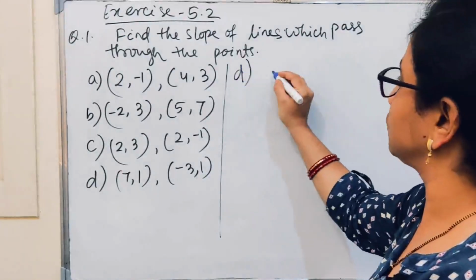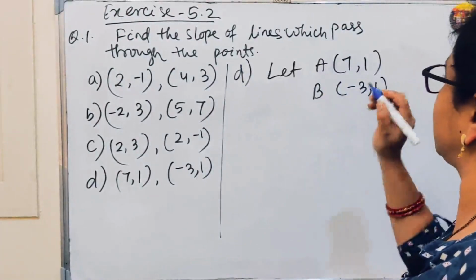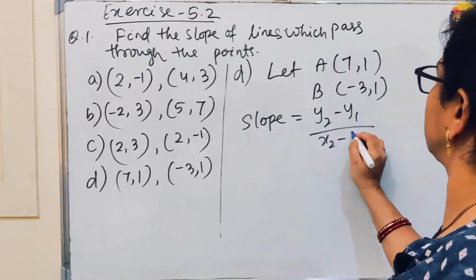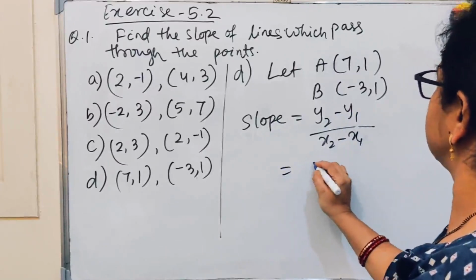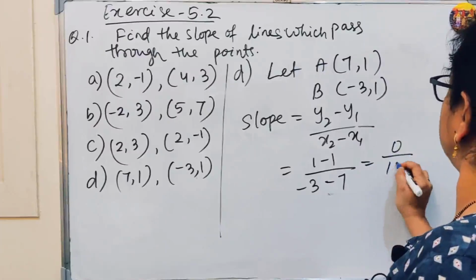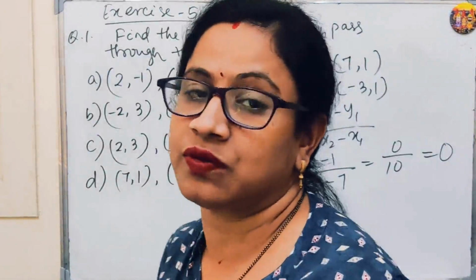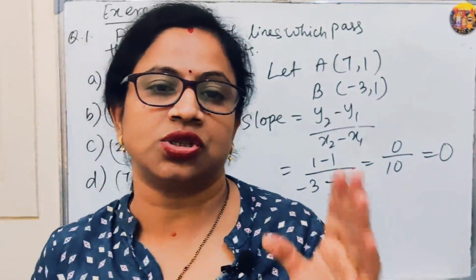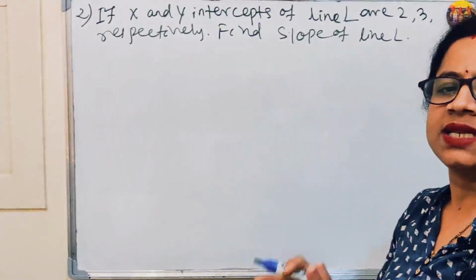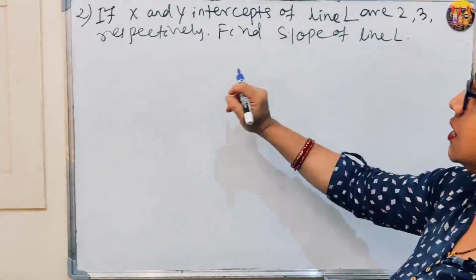Now coming to the fourth question. Let A be (7, 1), B is (minus 3, 1). So slope is equal to y2 minus y1 upon x2 minus x1. So this is 1 minus 1 upon minus 3 minus 7, so 0 upon 10. So the answer will be 0. So here slope is 0. Again remember, when the difference in y is 0, the slope is 0 because the line is parallel to the x-axis.